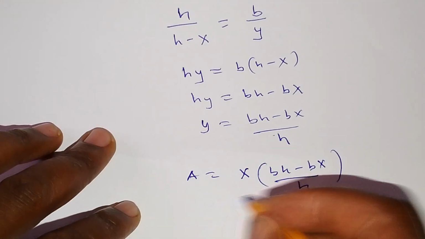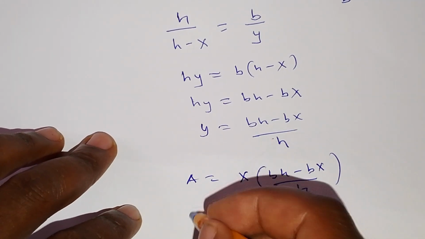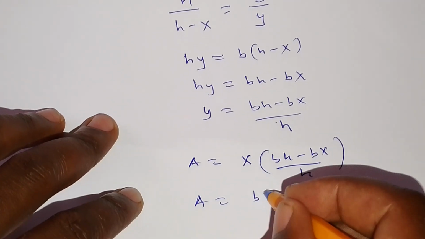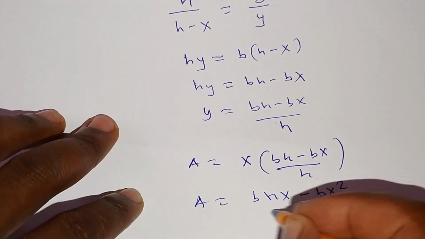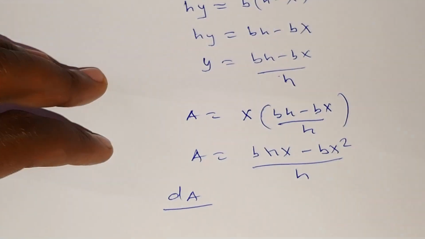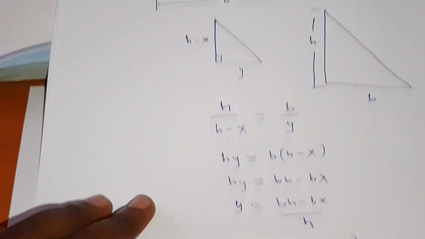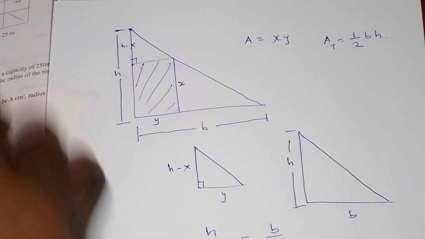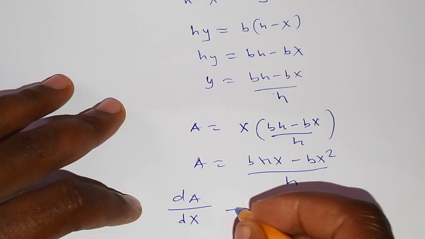So I can see the whole expression is now in terms of x, and y is not there. So I can have this expressed as (hx minus bx squared) over h. Now I can differentiate the area of the rectangle, which has to be maximum, with respect to one of the variables, which is x, because this expression involves x.